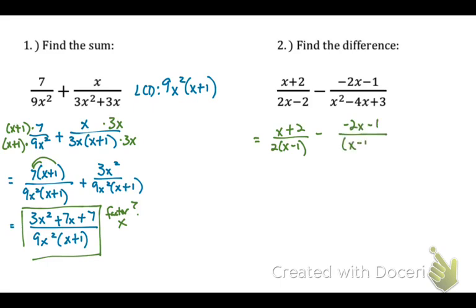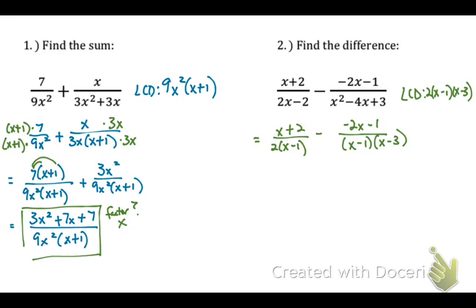And I can do quadratic factoring in my second denominator. X minus 1 times x minus 3 will multiply to give me that first expression. Now let's build our common denominator. So from our first denominator, we need a 2 and an x minus 1. From our second denominator, we already have an x minus 1. We just need to add x minus 3.